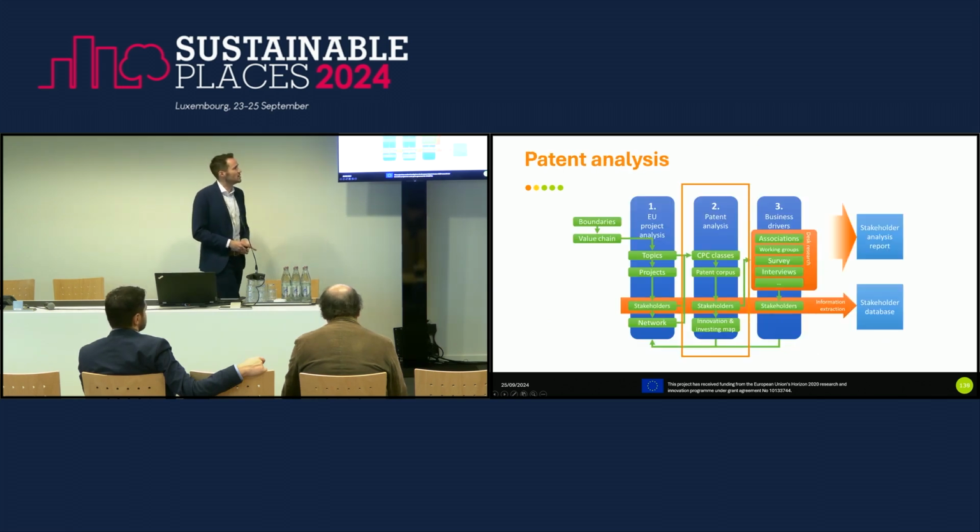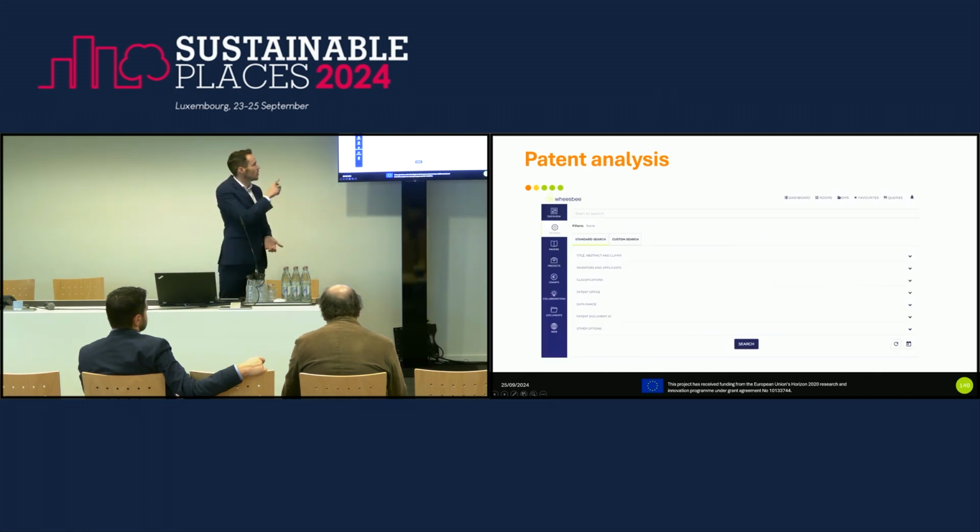So besides the EU-funded projects, there are also innovators in the field that do not necessarily participate in the funded projects. So what can be done is perform a patent analysis to identify these innovators in the field. At P&O, we have the WSB tool, which we can also use to identify the innovators using a patent search.